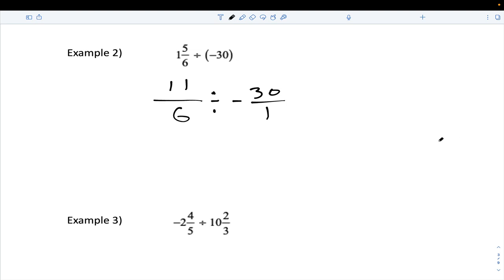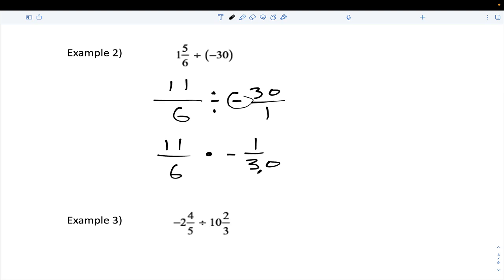Baylor, what's my first fraction that I keep the same? 11/6. What is the next fraction that I flip going to look like? 1/30. Good. Change the sign to what, Baylor? Multiplication. Good. And let's try to cross cancel.